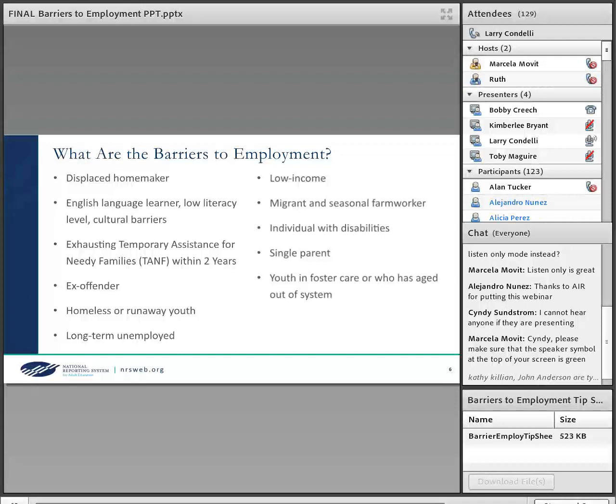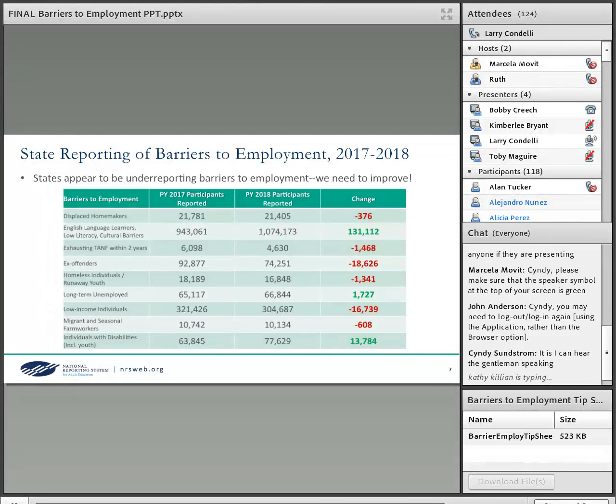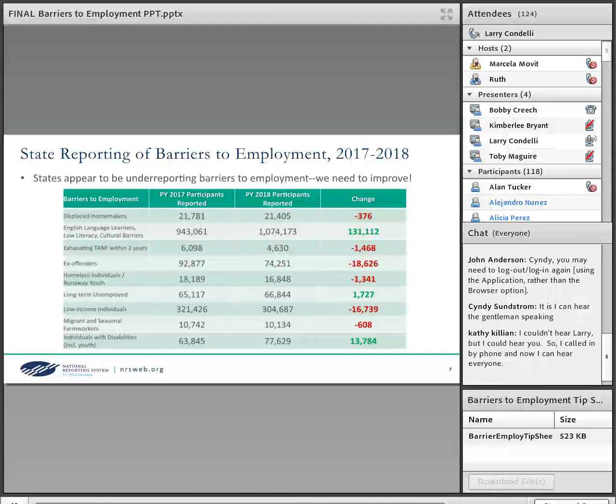And there are definitions to all of these in the NRS Technical Assistance guide and in other places. If you look at the NRS guide, we have definitions which come straight from WIOA about who these barriers apply to. And I thought I'd show you a little data that we've collected over the last 2 years on the barriers to employment. One of the reasons we're having this webinar is we suspect that these barriers are not being fully reported within the states, at least by adult education.